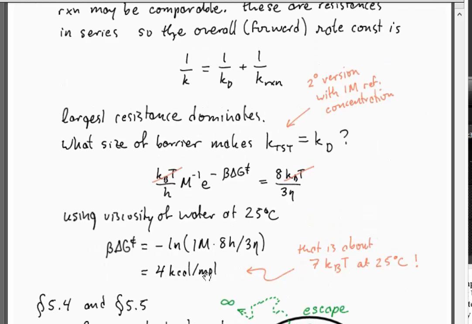In water at 25 degrees C, that gives me beta delta G star is minus the log of 1 molar times 8 Planck's constant over 3 times the viscosity. Kind of surprising here, this is 4 kcal per mole, and if you think about room temperature chemistry, then you're talking about something that's about 7 kT as a barrier. I think a lot of people doing biomolecular simulations might think about association processes where they have 7 kT barriers on free energy diagrams, and those processes might actually still be just diffusion controlled, even though this seems like an appreciable barrier and probably well within the range where we can talk about it being a rare event.